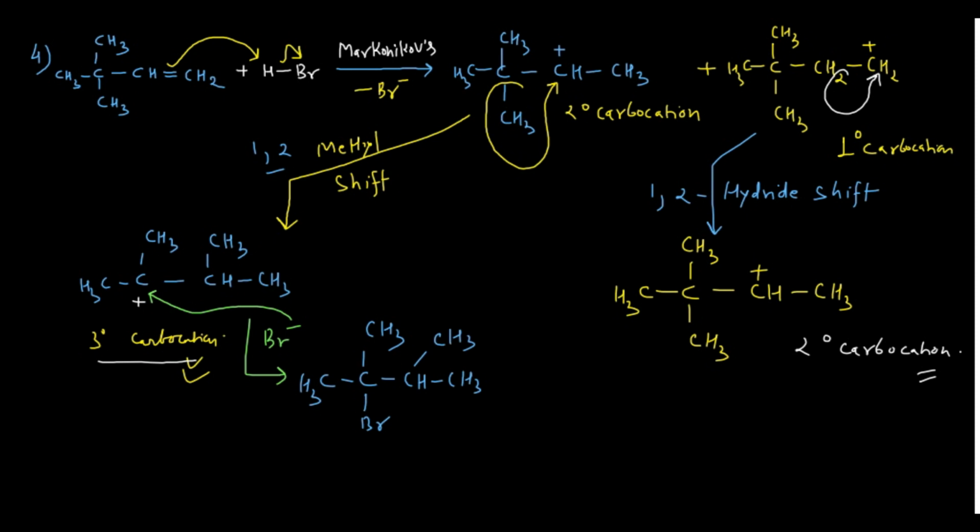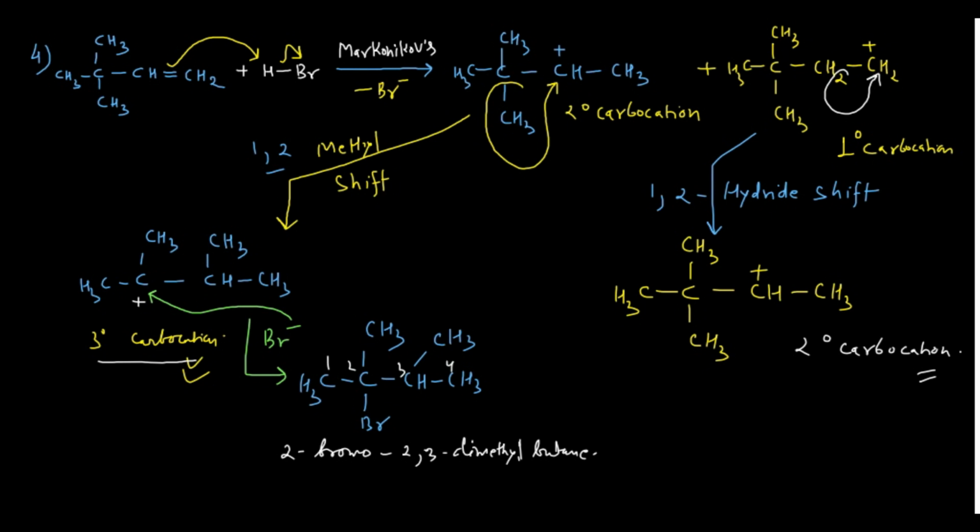If you want to write the IUPAC name, what will happen? 1, 2, 3, 4. So it is 2-bromo-2,3-dimethylbutane. This is one of the products, right?